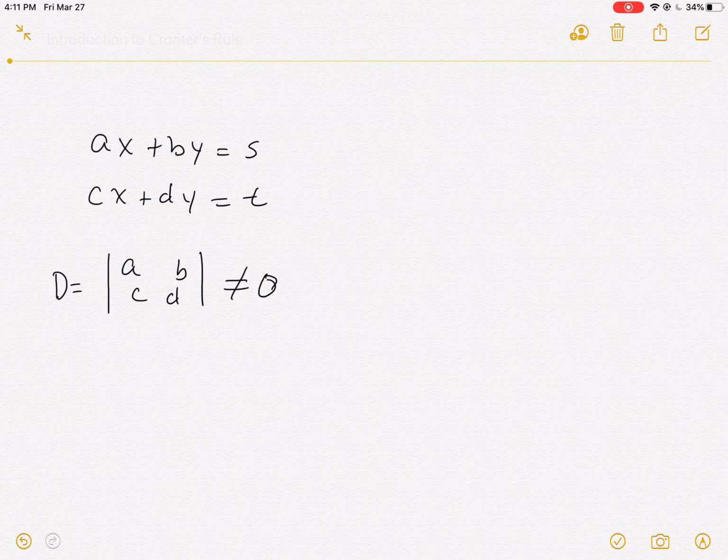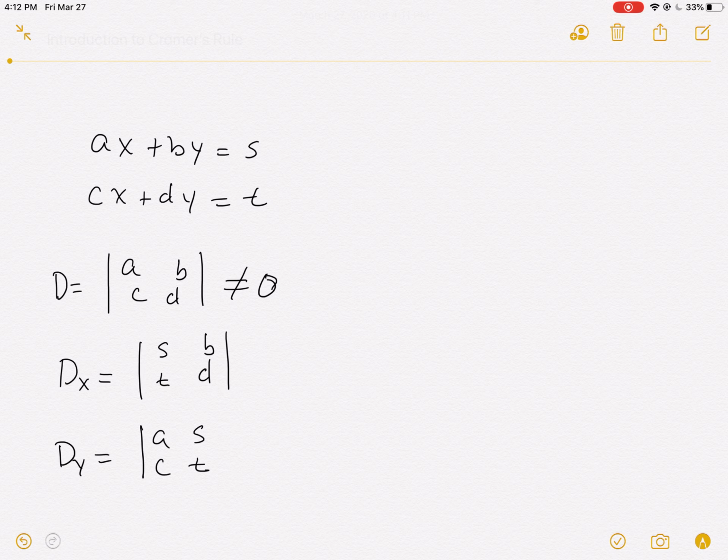And what Cramer figured out is that if you use that determinant with both of these, now he has a d sub x. Now what d sub x does is it subs out the x with the two constants that it's equal to. And dy would take and sub out in that d the y's for s and t. And so what he found is that if you want to know the solution for x, it's the determinant with x replaced over the d, and y would be equal to dy over d.